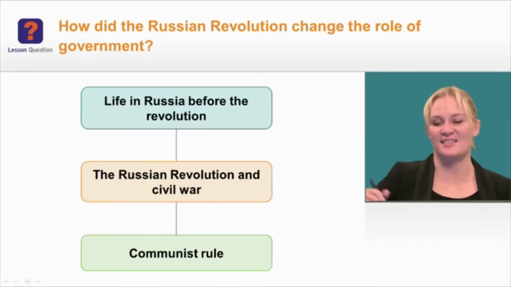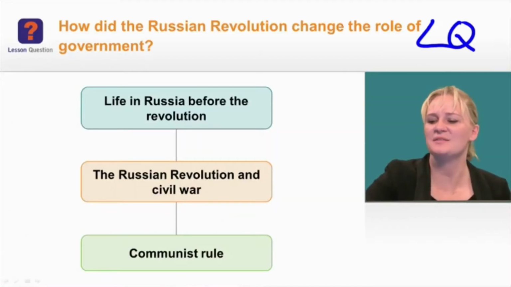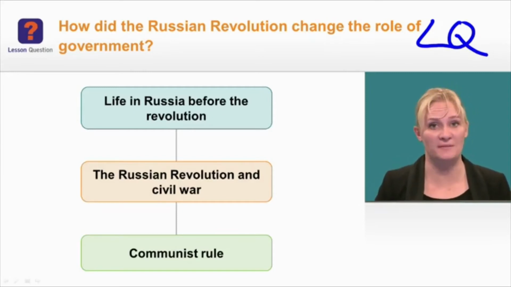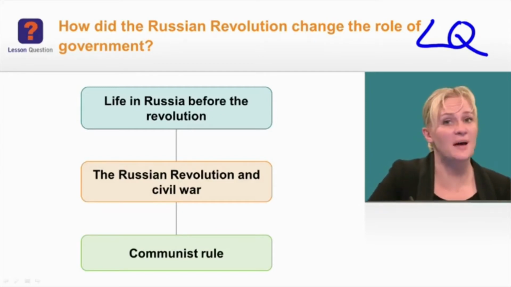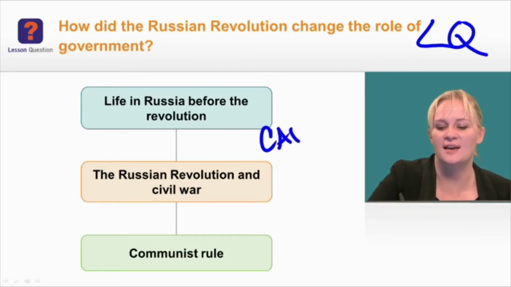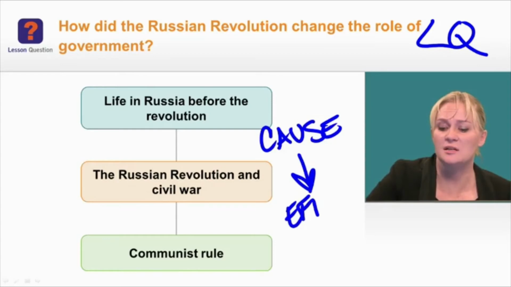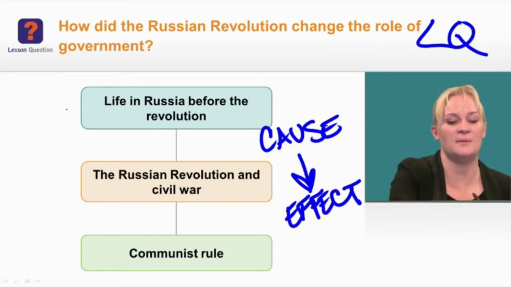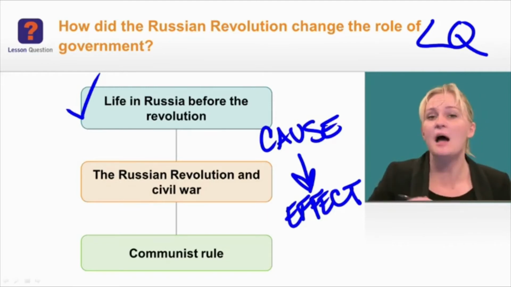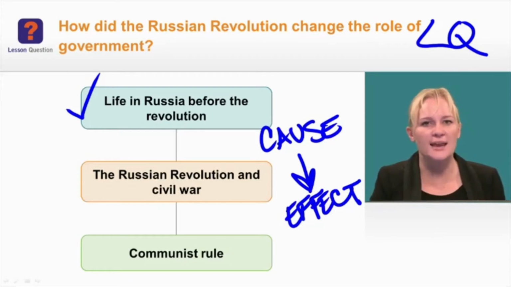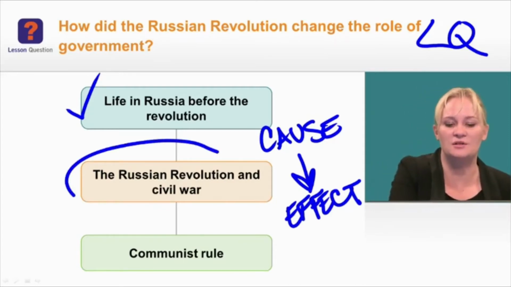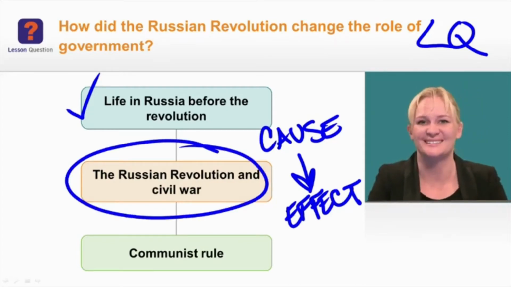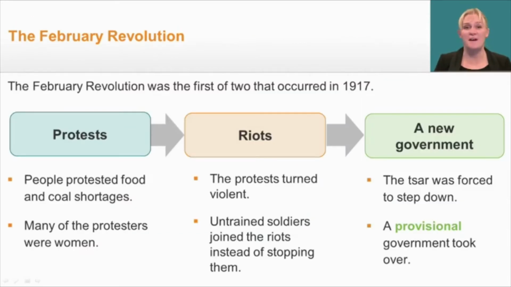Let's take another look at our lesson question up here for a moment. How did the Russian Revolution change the role of government? Well, remember, while we're talking about the Russian Revolution, we're talking about cause and effect. Now, we started to do that a little bit in the first part of this lesson while we were looking at life in Russia before the revolution. Now we're going to talk about how all those unhappy things that we talked about in the beginning led up to the Russian Revolution and the Civil War. Let's talk about the February Revolution.